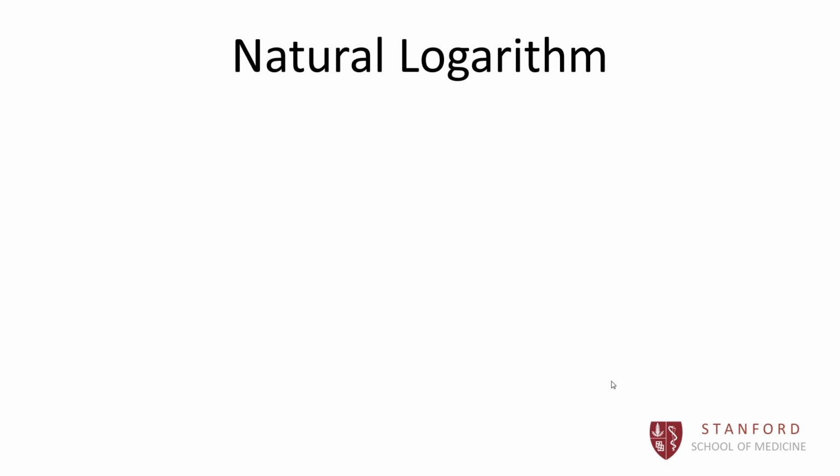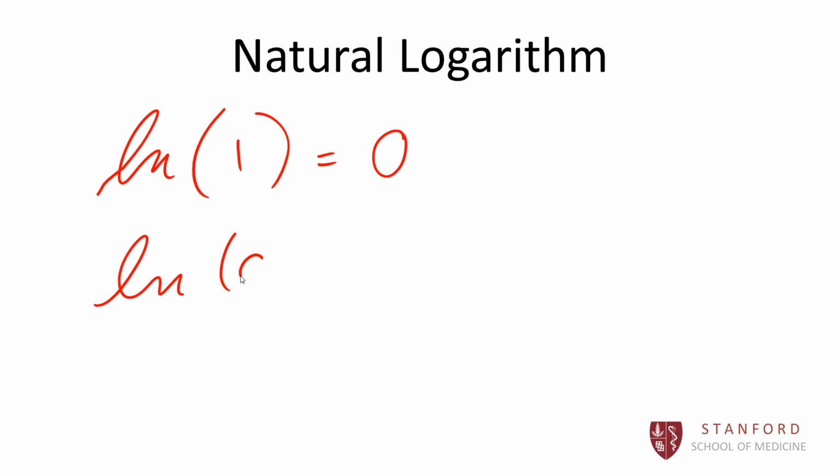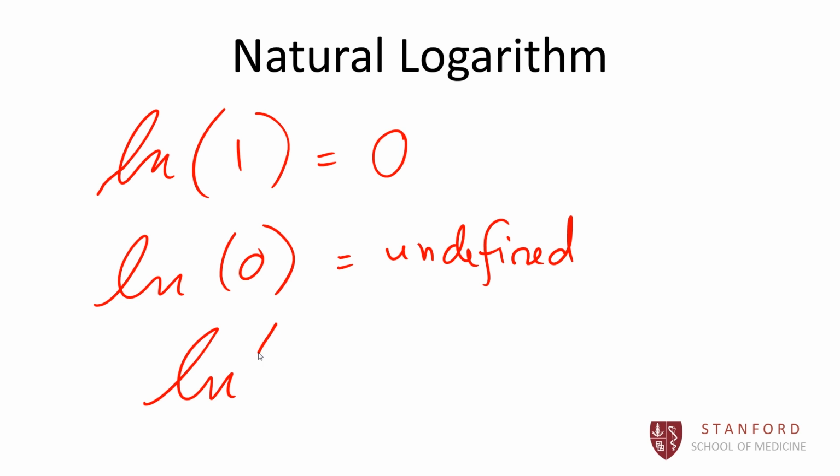All the rules about logarithms also apply to the natural log, and I'll illustrate a few of those here. So the log of 1 will always equal 0. The log of 0 will always be undefined, and you can't really take the natural log of a negative number. At least, that won't result in a real solution.